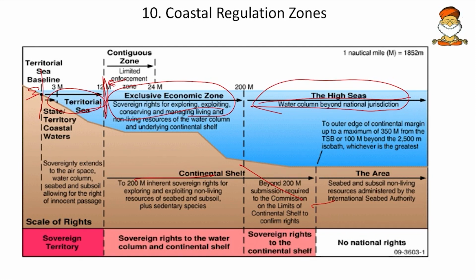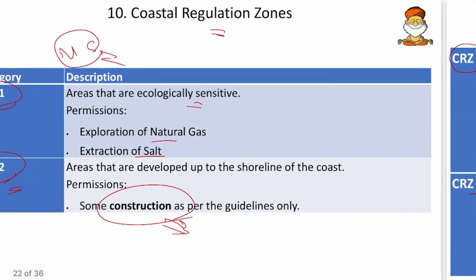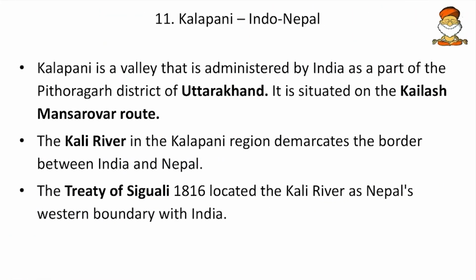Okay. So that is linking the political map and the geographical map. So study likewise. And then come to the next, the Kalapani. So India and Nepal have a dispute here. Kalapani is a valley that is administered by India as a part of the Pithoragarh district of Uttarakhand, and it is situated on the Kailash Manas Sarovar route.